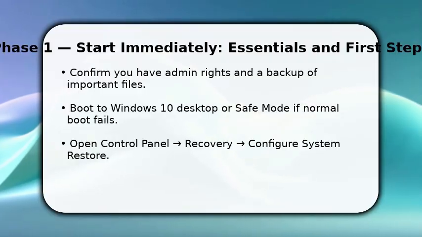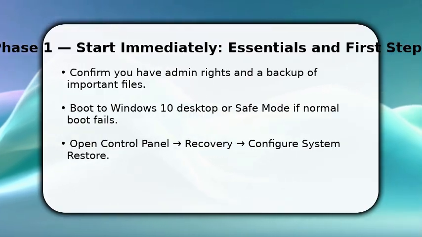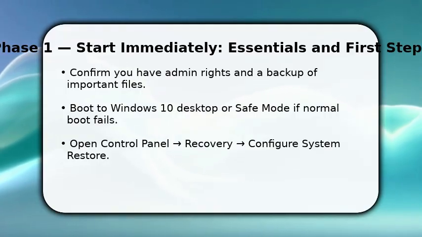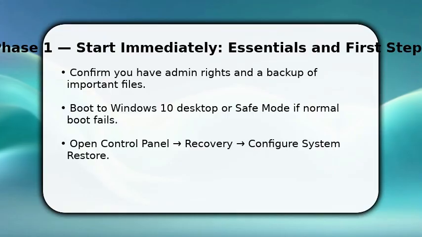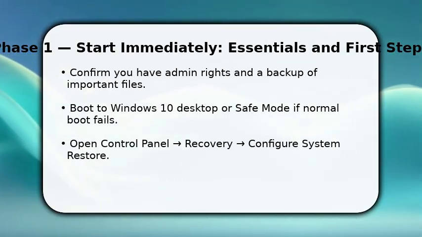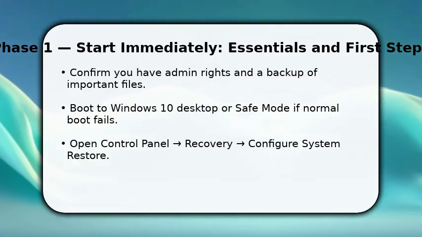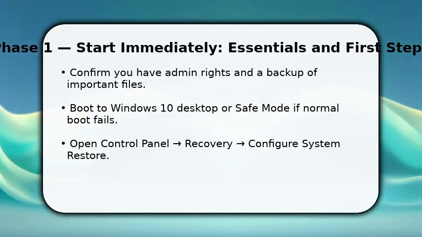You begin by confirming admin access and a quick backup. This prevents data loss. Once done, boot Windows normally or choose safe mode if the system won't start. Next, open Control Panel, navigate to Recovery, and select Configure System Restore so you can see restore points. Make sure to note the date/time of the unwanted restore. Finally, prepare to disable automatic restore or select a different restore point. This sets up the next decisive steps.